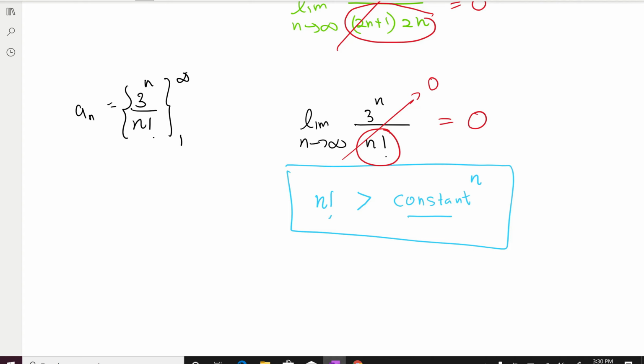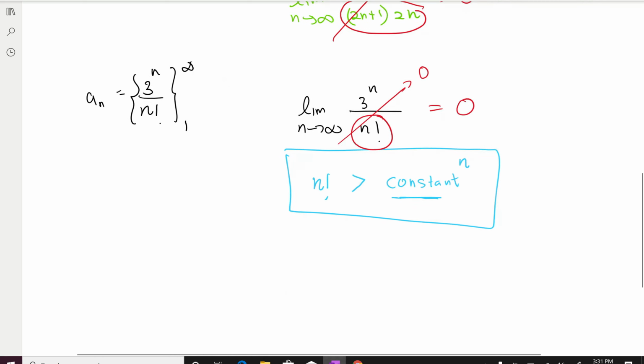Now here I only talked about n factorial and a term where a constant is the base and the power is n. However, this fact changes if you have n in the base as well, like n to the power n. When you compare n to the power n and n factorial, n to the power n will grow faster than n factorial. So n to the power n is more powerful than n factorial. But in all the other cases, n factorial is more powerful when you have a constant base.